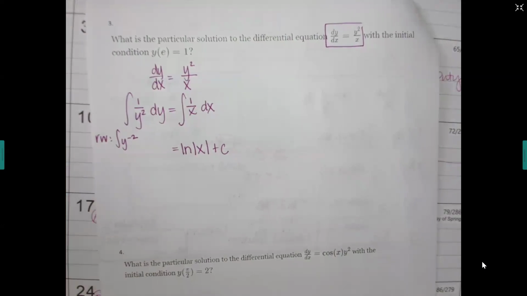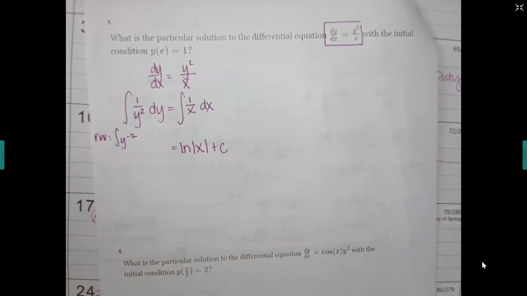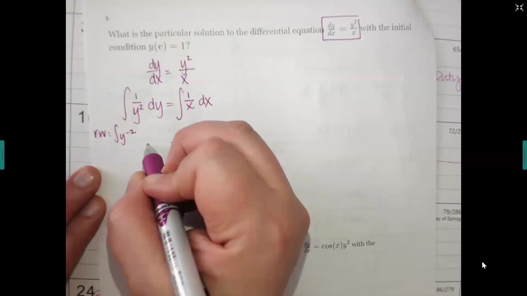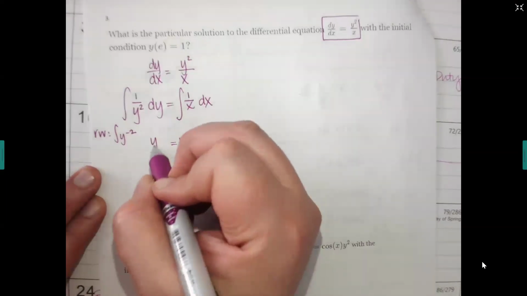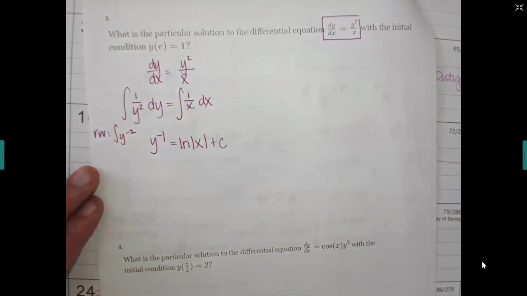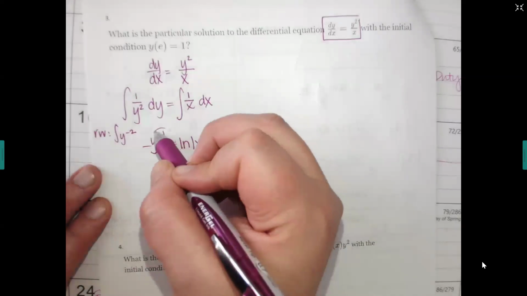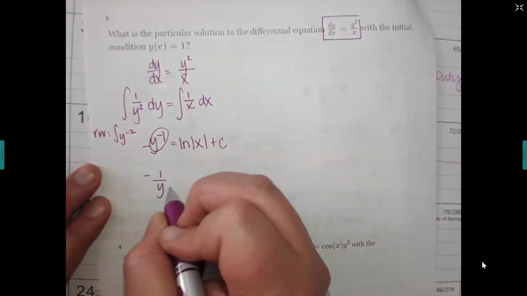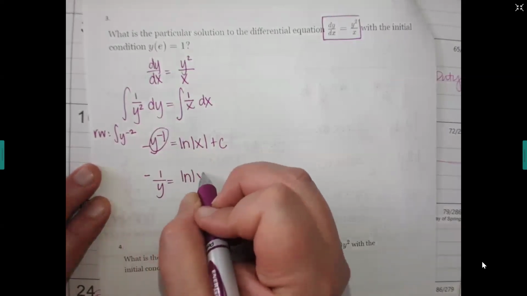Okay, remember, if it's just a 1 over y, you can ln it. But if it's got a power with it, you got to rewrite. So add 1 to that. What is -2 plus 1? Y to the -1. And then I have to divide by -1, so I'm just going to put a minus in the front. Now, y to the -1 can be rewritten as 1 over y. So go ahead and do that for me.